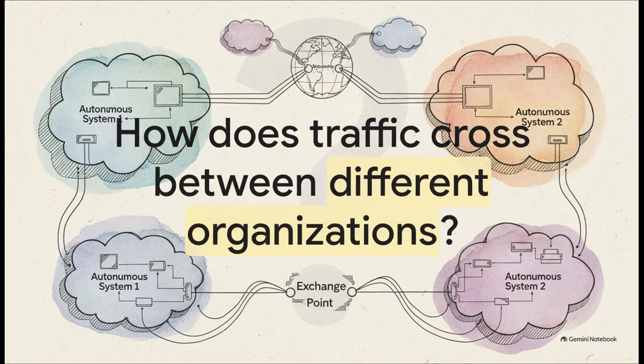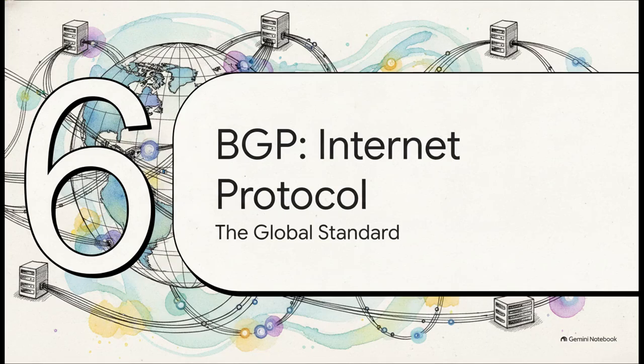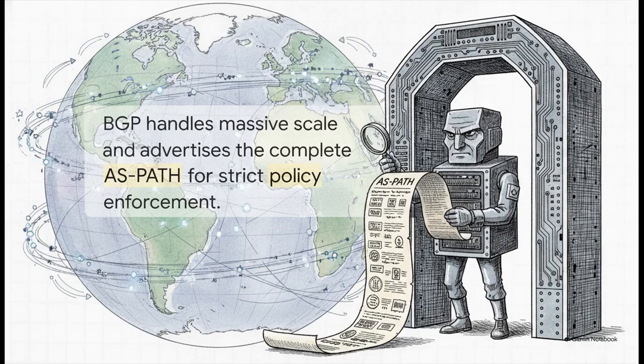Okay, so we've got our internal networks locked down. We can route efficiently inside our own autonomous system. But how do we actually talk to the outside world? Section 6, BGP, the Internet's routing protocol. Enter BGP. This is the exterior gateway protocol that makes global IP reachability possible. Without it, the Internet as we know it would literally cease to function.